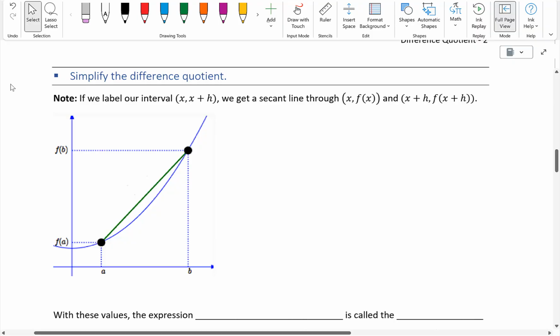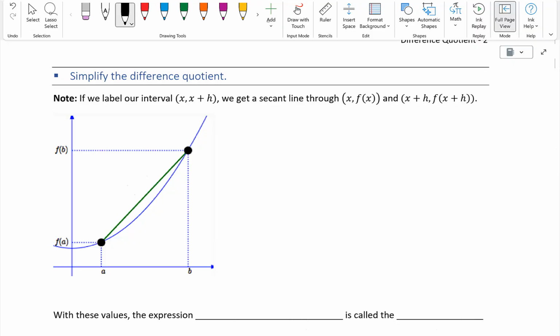All right, our second objective is to simplify the difference quotient. Note here, if we label our interval x to x plus h, we get a secant line from x comma f of x and x plus h comma f of x plus h. So here a we can call x, b we can call x plus h. H is just representing the distance between those points. So this distance is h. And when we look up then, f of a would now be f of x, and f of b would be f of x plus h. We're just evaluating the function at that second x value, or that second value for the interval.